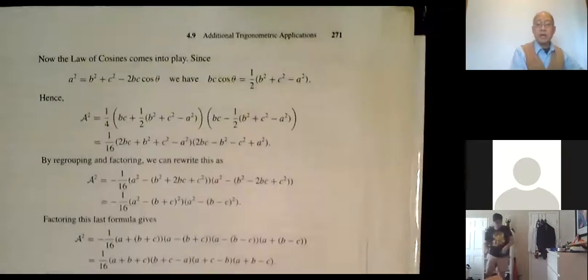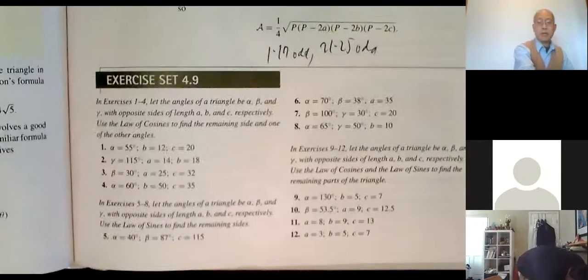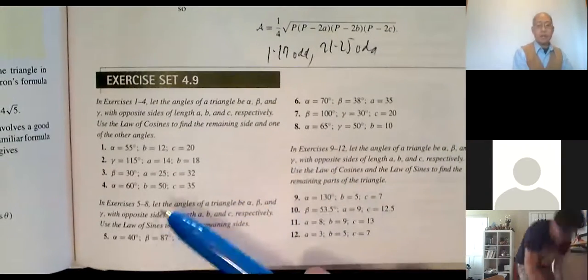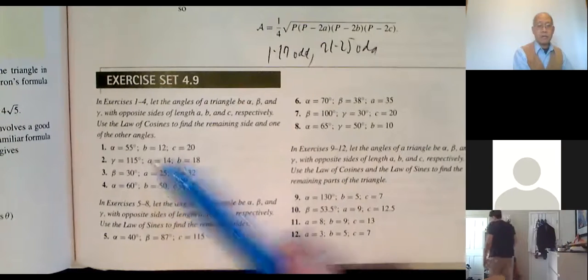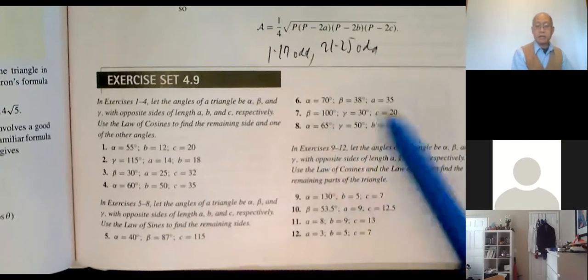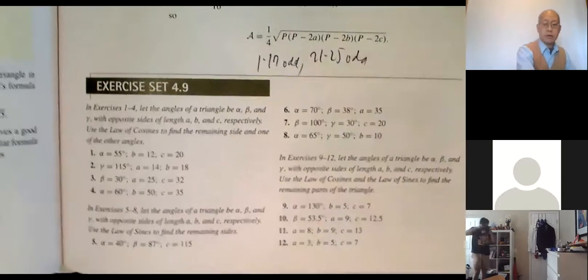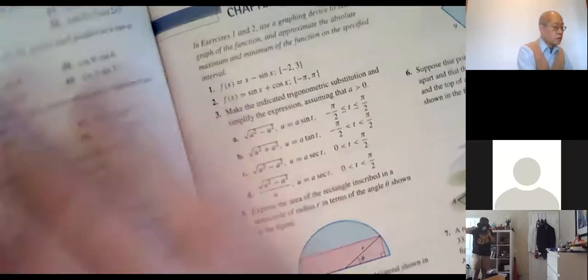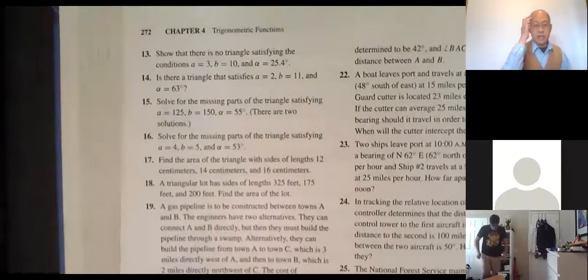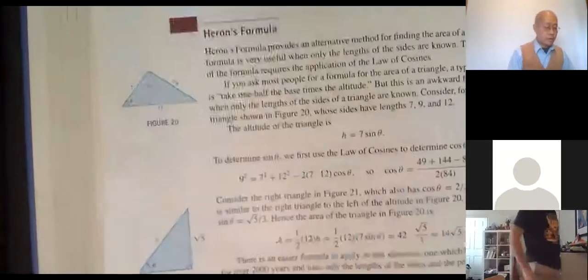Let me just show you what the homework is like. I'm not doing any homework, but section 4.9, page 271. I'll show this to you for those of you who don't have the book and don't plan on getting it. 3 pieces of information, like alpha, B, and C, or alpha, beta, and C, right? It's a little bit harder to see here because you've got word problems, but they give you 3 pieces of information.